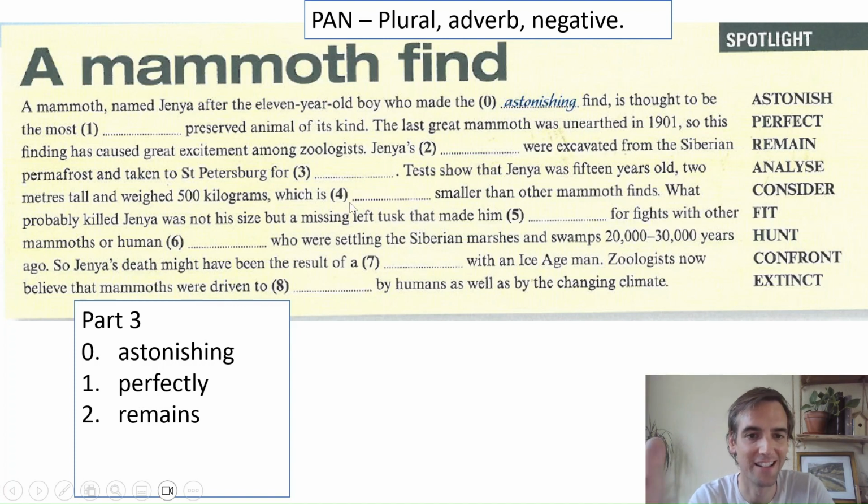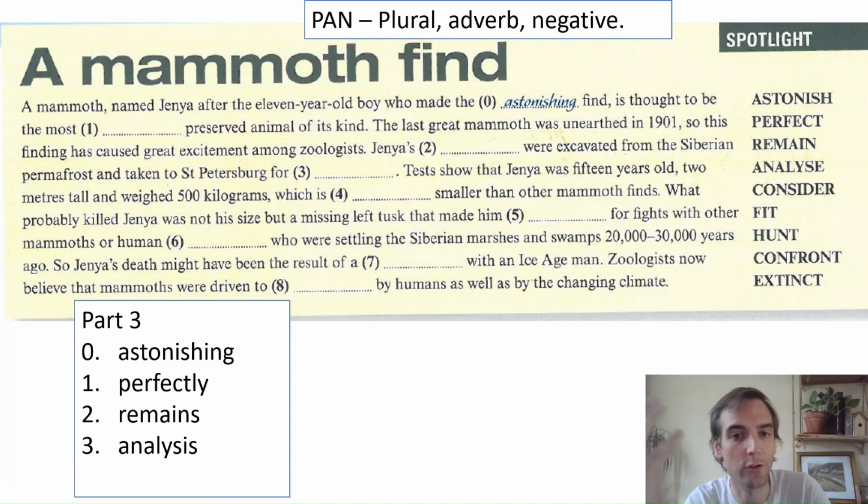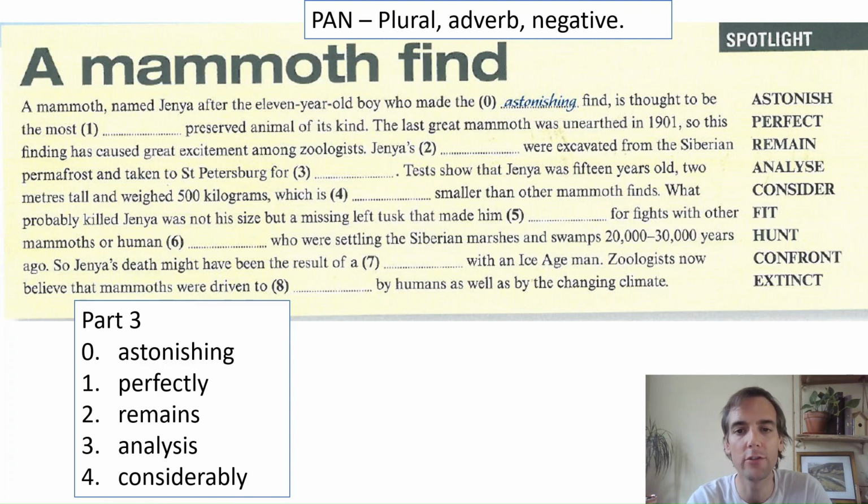Number 3, well, I said this is a typical one, analysis. We need a noun because they are going, what are they doing? They're taking it there for something, for analysis. And Jenya only weighed 500 kilos. She'd been on a diet. How much smaller is that? How much smaller? How again? We need an adverb. It is considerably smaller. How do we make adverbs? Consider, considerable, considerably.